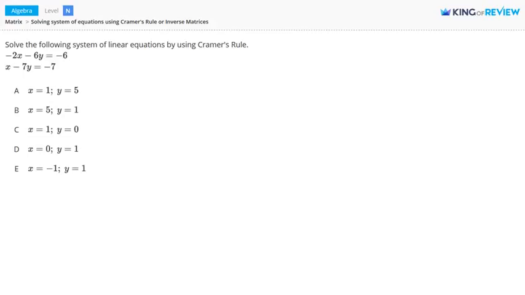In this problem, we want to solve the system of linear equations by using Cramer's rule. So if we have two linear equations in the form ax plus by equals e and cx plus dy equals f, then we can use Cramer's rule to solve the system, that is, find x and y. Cramer's rule is a method where we use determinants to solve a system of linear equations.